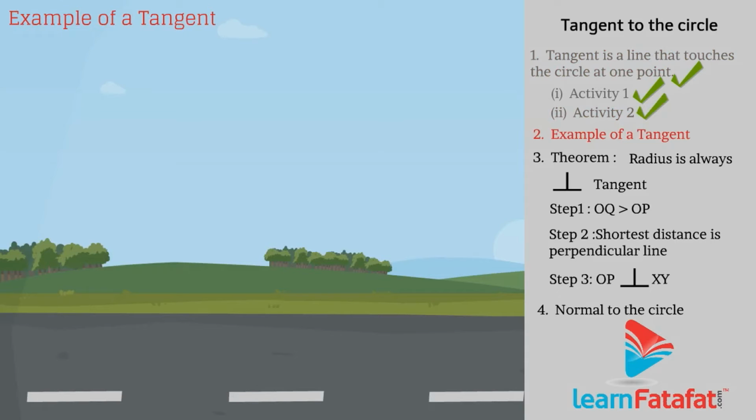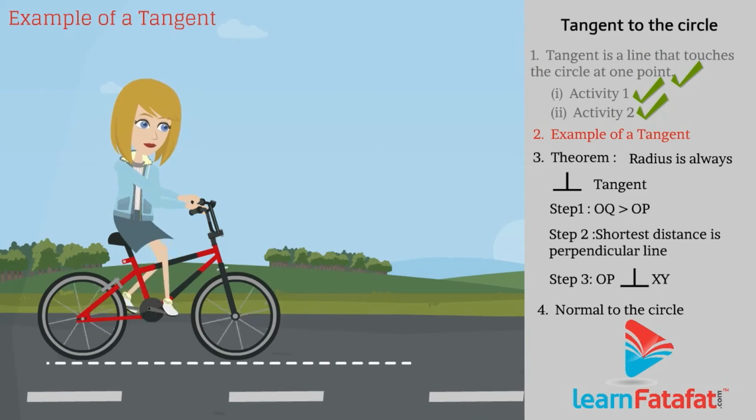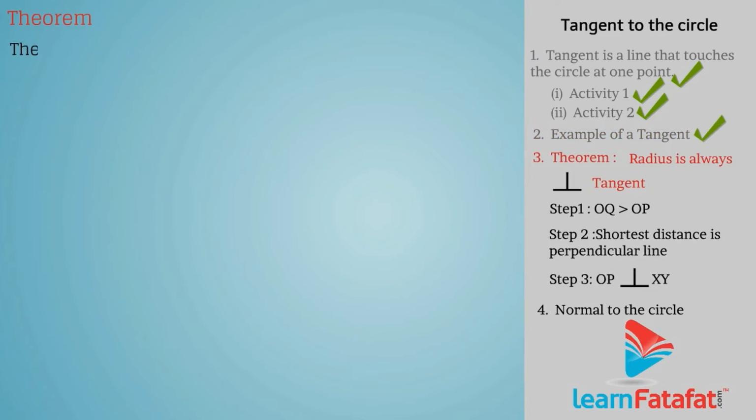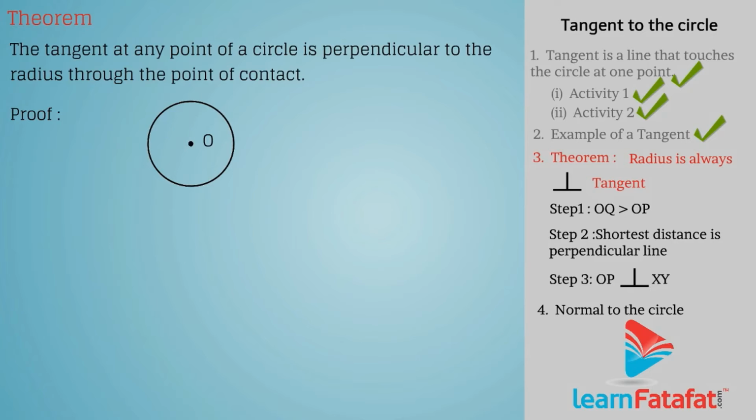Example of a tangent. When a bicycle moves along the ground, then the line on which wheel is moving is the tangent for the circular wheel. Theorem. The tangent at any point of the circle is perpendicular to the radius through the point of contact. Proof. Consider a circle with center O and tangent xy at point P. We have to prove that OP is perpendicular to xy.